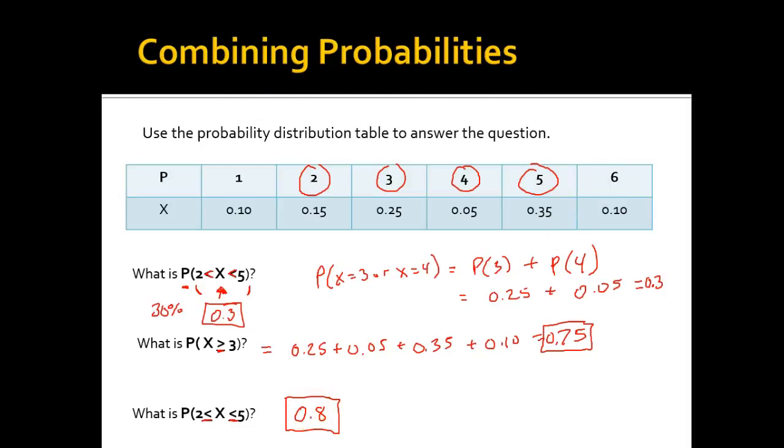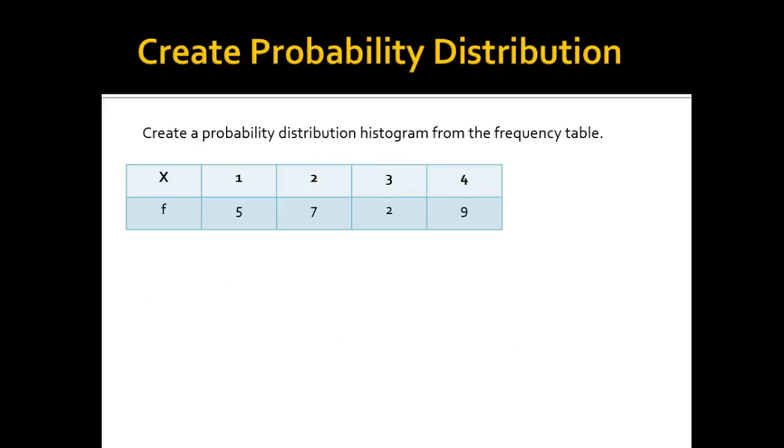Okay, that's an important lesson in combining probabilities. The probability of one of several things happening is just the probability of each thing added together.